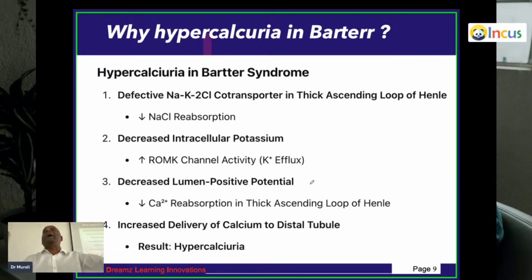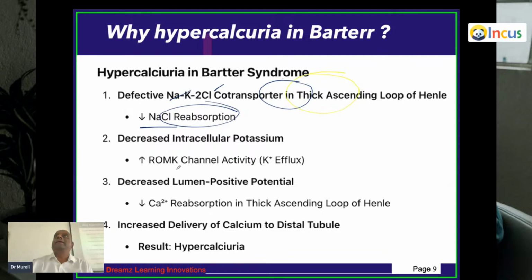Now, why hypercalciuria if you happen to give loop diuretic? Why hypercalciuria if there is a Bartter syndrome? We will talk about that. So what is Bartter doing? There is an inactivation of the sodium potassium 2 chloride co-transporter. Because of that, what is happening? Sodium and chloride reabsorption is decreased. That means sodium and chloride are lost into urine. And because of that, there is a decreased intracellular potassium.